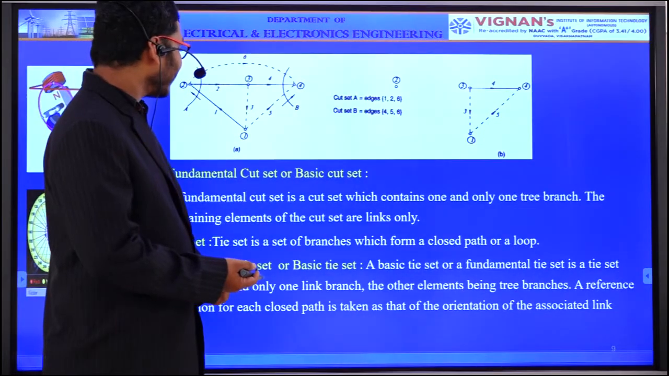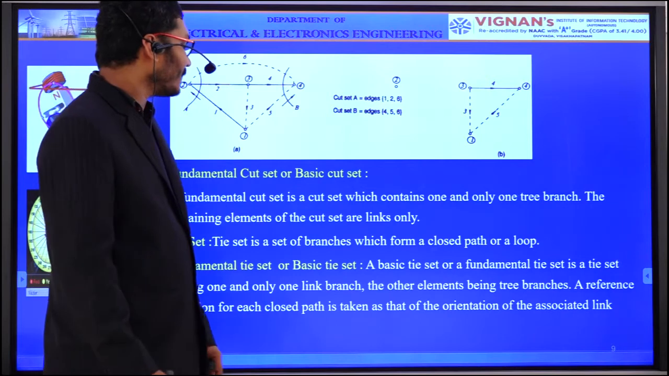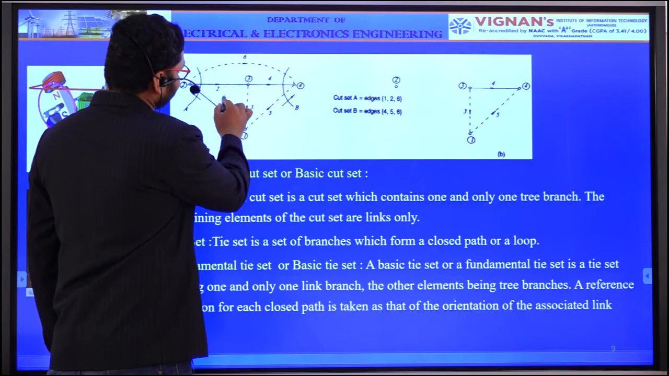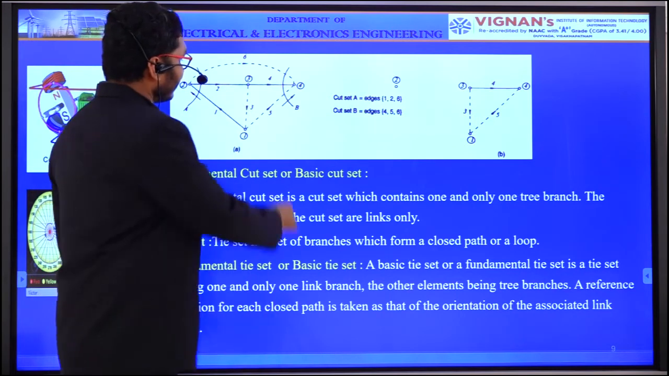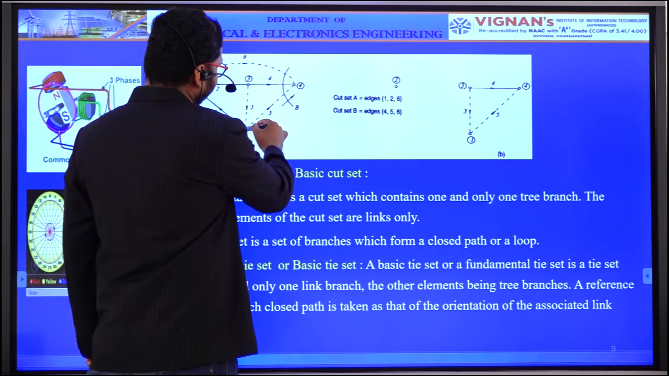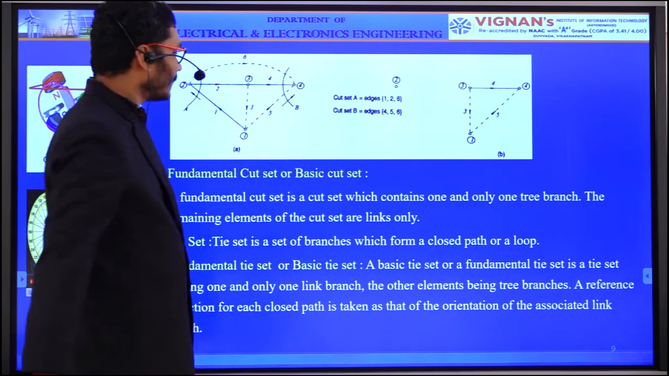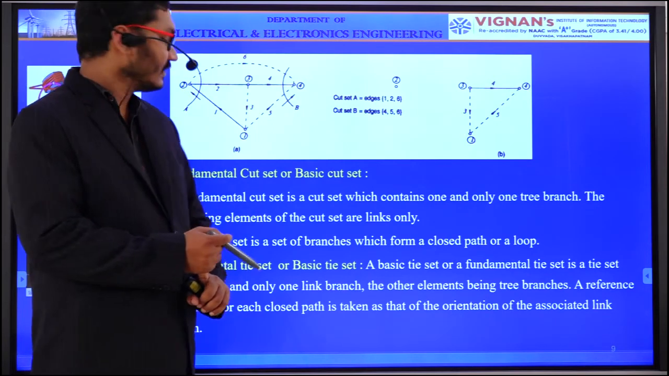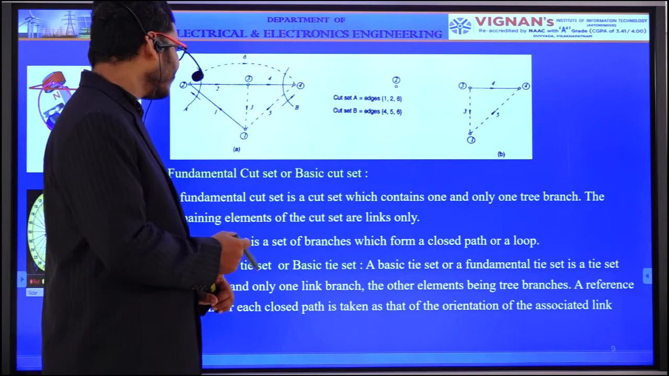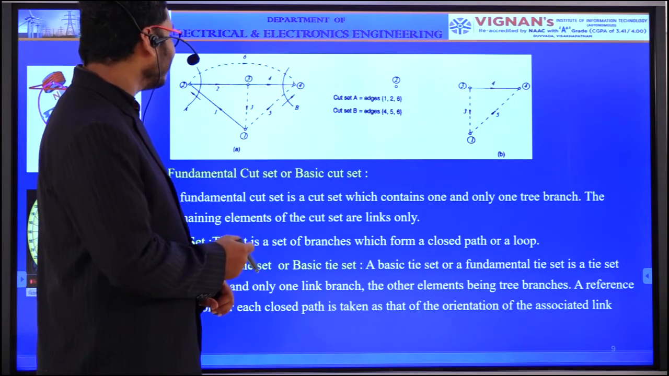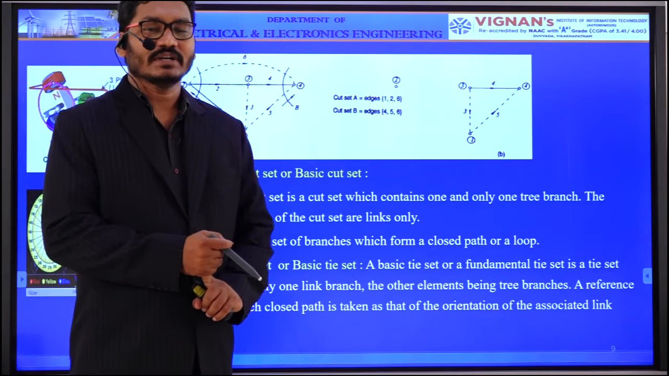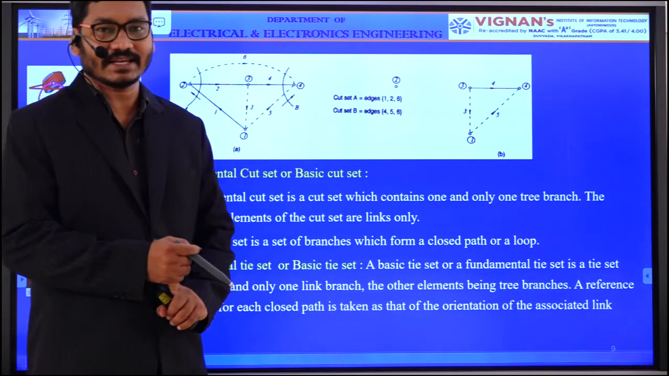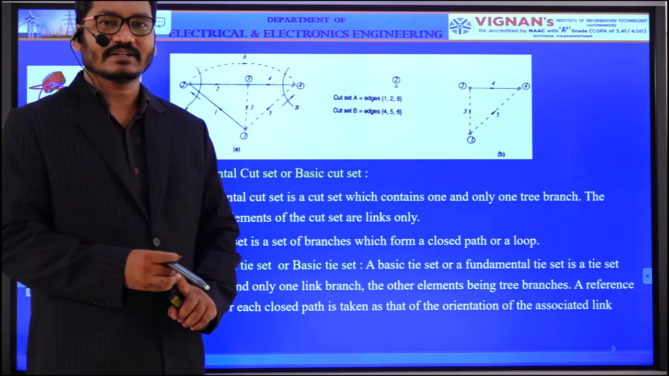Okay, a tie set is a set of branches which forms a closed path or a loop. Okay, so it means suppose if you connect 3 to 1, it forms a closed path. Okay, it is one tie set. Similarly, if you make it 3 to 1 and 4 to 1, it forms a closed path. It is one tie set. Okay, tie set means it should form a closed path for any graph. So fundamental tie set or basic tie set means in a loop it should have only one co-tree branch. It means only one link branch should be there, other remaining branches should be tree branches.